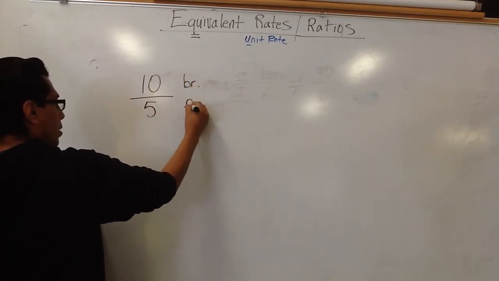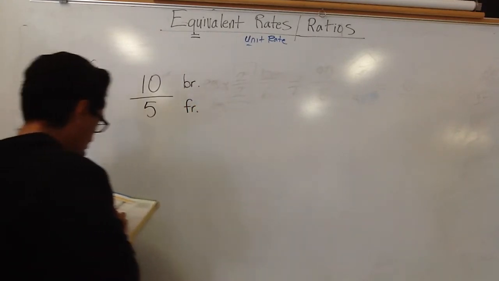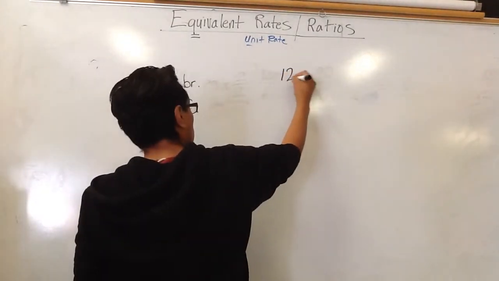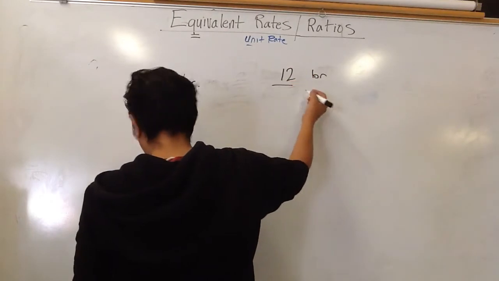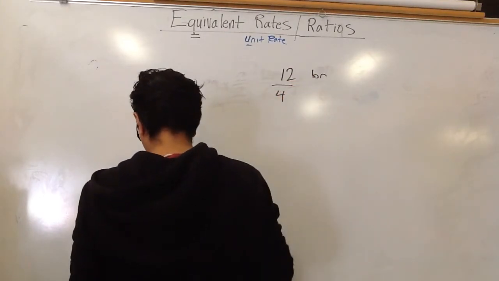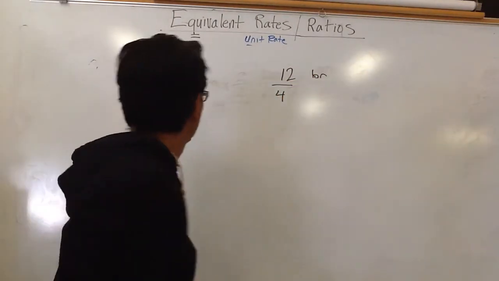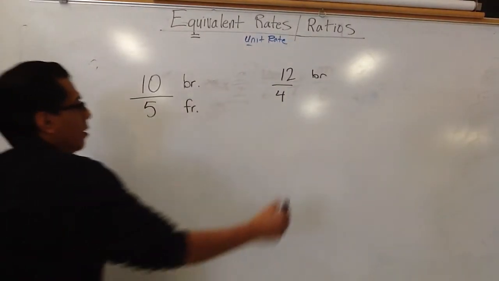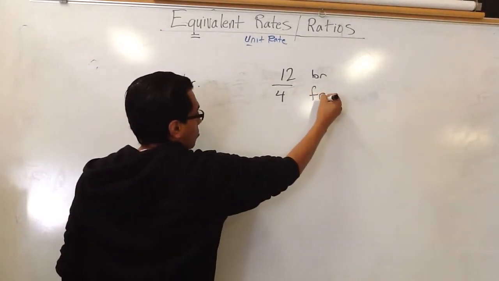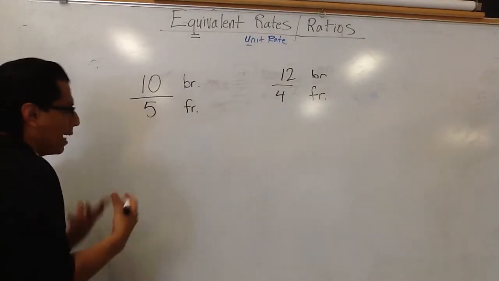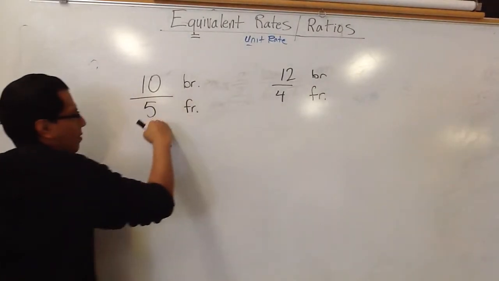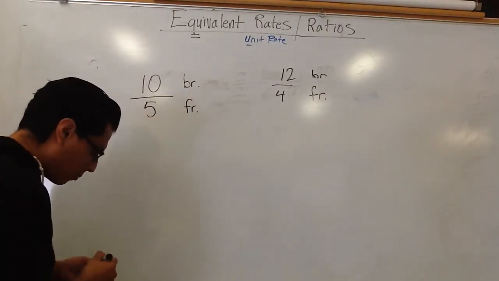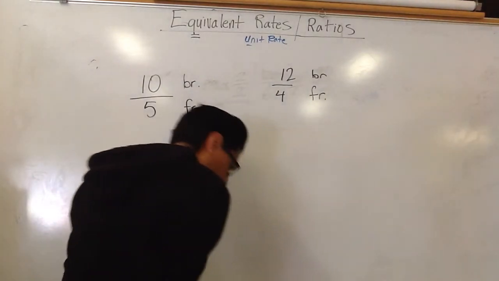That's a nice person. Jen made 12 bracelets for 4 friends. Are these rates equivalent? And again, no guessing. Now, can I multiply 4 by something to get to 5? No. So we need to take them all down to 1. Take it down to 1.